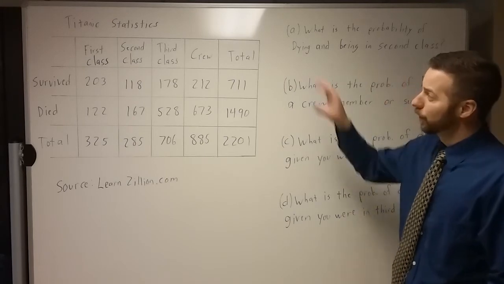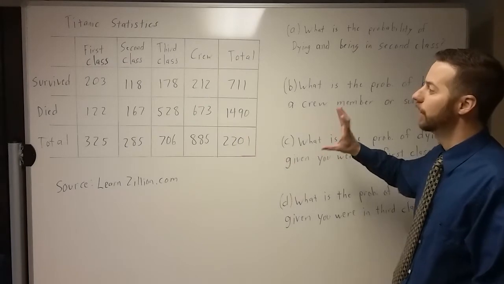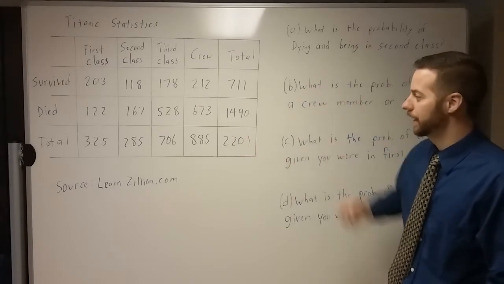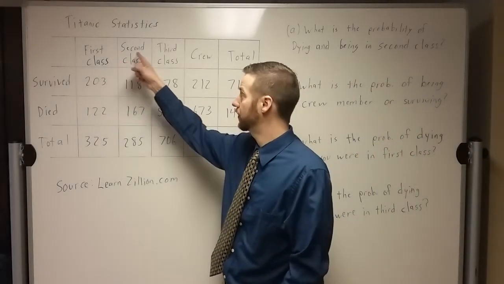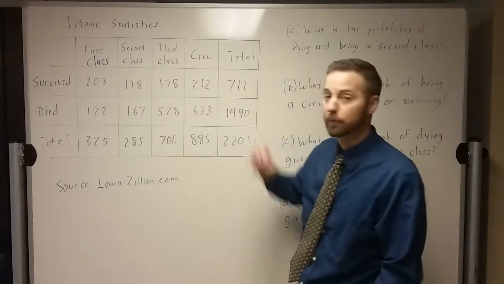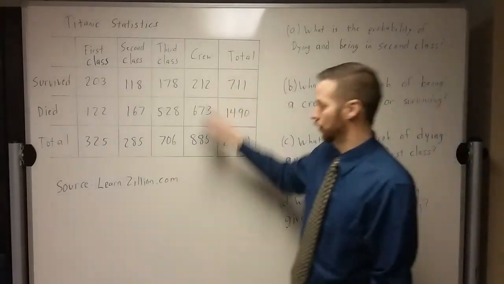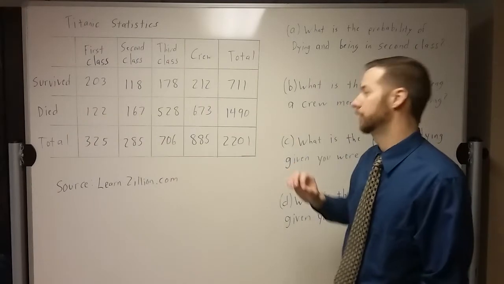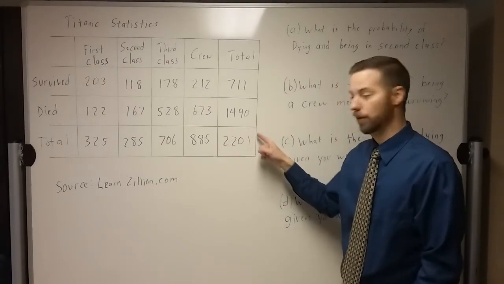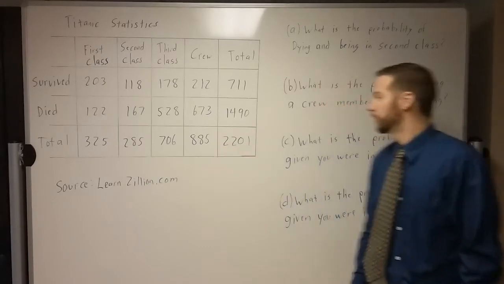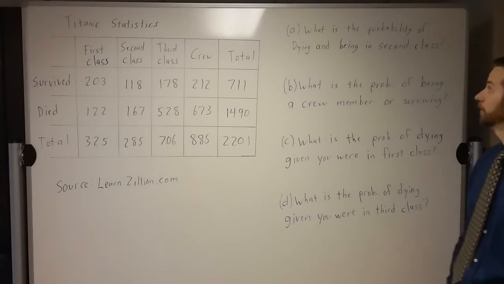We're going to see if we can come up with what happened with all the people on that boat, and whether they survived or died, depending on where they were in the ship. So we've got first class, second class, third class, and crew members. Then we've got our totals column for survived and died, and our totals for the number in each class, which means our total number of people aboard the ship was 2,201. Let's see if we can figure out a couple probabilities based on this information.